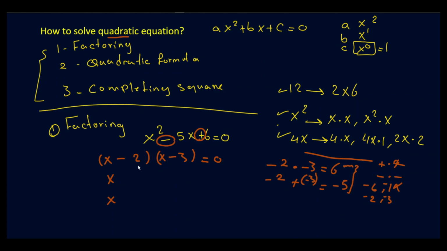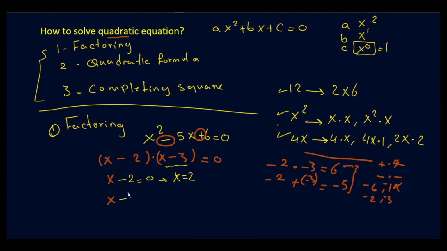We have 2 brackets multiplying by each other equal to 0. This means that either one of these brackets is equal to 0 or both of them, so we're going to find it in both cases. The first bracket is x minus 2 equal to 0. From here, we can conclude that x is equal to 2.